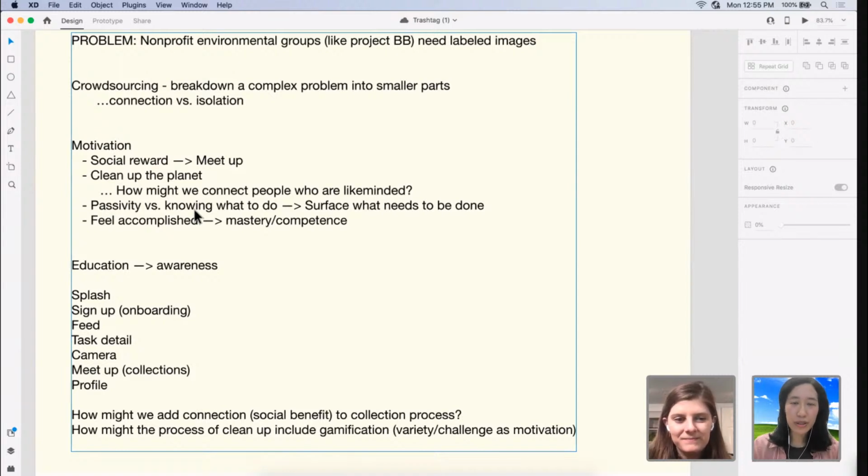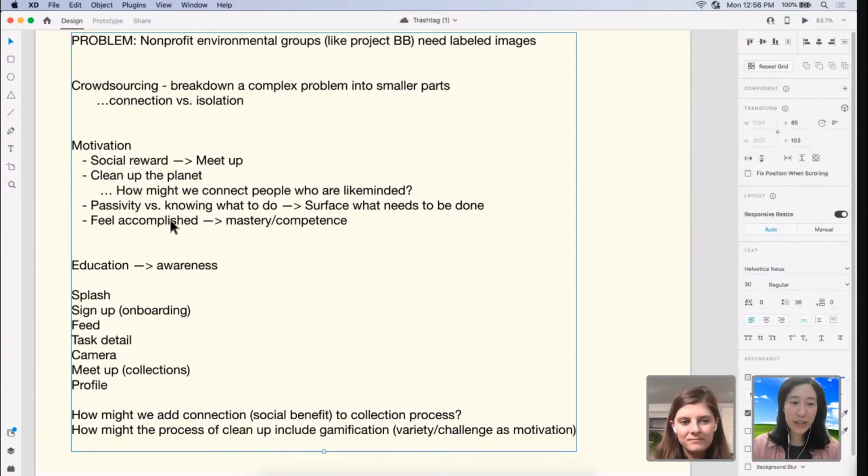Passivity versus knowing what to do is like, for example, I care about the environment, but maybe I'm not going out every weekend to clean up things because I don't know that it's there. So even though I care about doing something, or about a certain cause, I think knowing what to do is really important. That's why surfacing what needs to be done came to mind for this app. Like if I care about my neighborhood, how do I know what needs to be done? We needed a way to show that with the app.